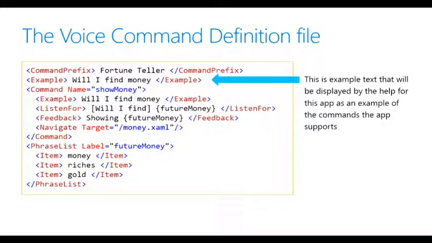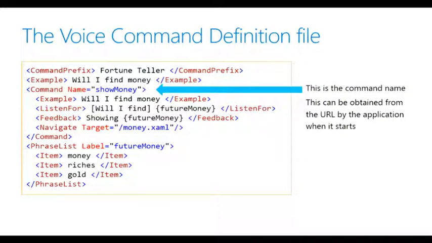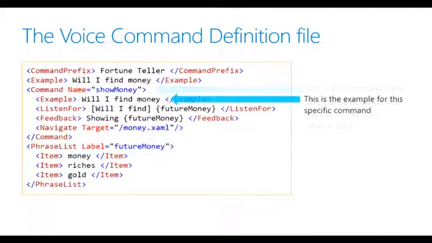And there's a really good built-in help system, which I'll show you in a minute. So this example is part of that help system. Here you're giving an example of the kind of commands that a user can give to fortune teller. Will I find money? And then this is where you define a command. And you can have multiple commands in a voice command file. So this command is called show money. And each command has an example as well for the help system. The example for this one is will I find money?